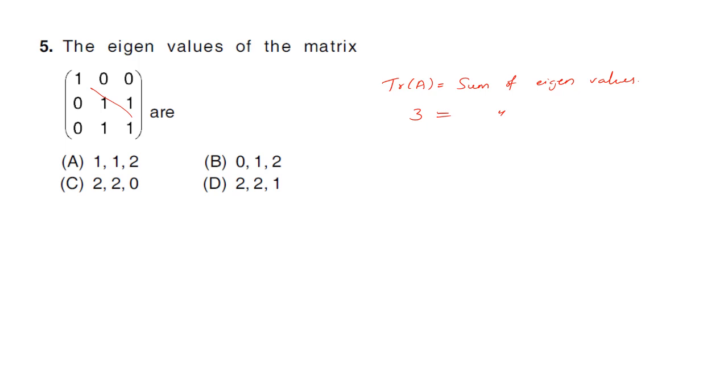That is possible only for option B. 0 plus 1 plus 2 is equal to 3. Therefore, option B is the correct answer.